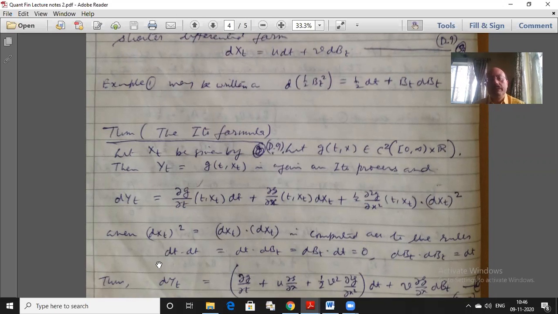So dt dot dt being taken to be zero is no surprise. That's what we have been doing for deterministic calculus. But these other two terms, dt dot dBt or dBt dot dt, in whichever order, they are also of a smaller order and can be taken to be zero. That's something that we have discussed earlier, but if you have any doubts, you can ask.